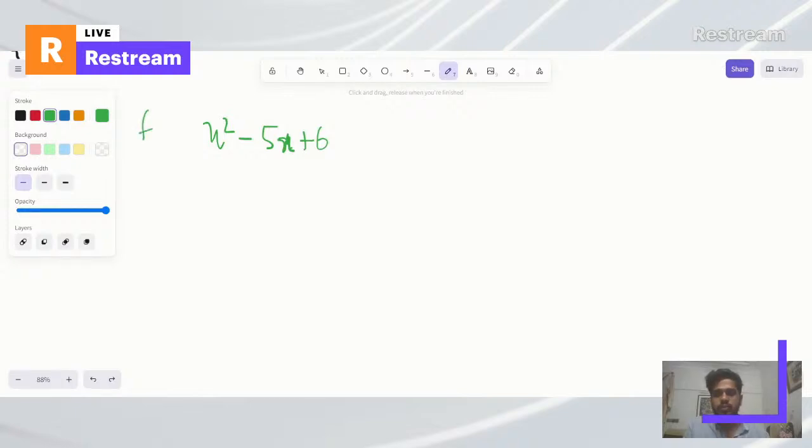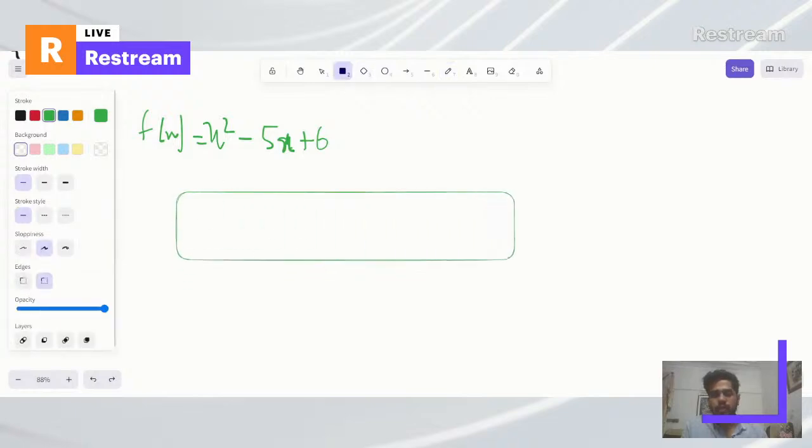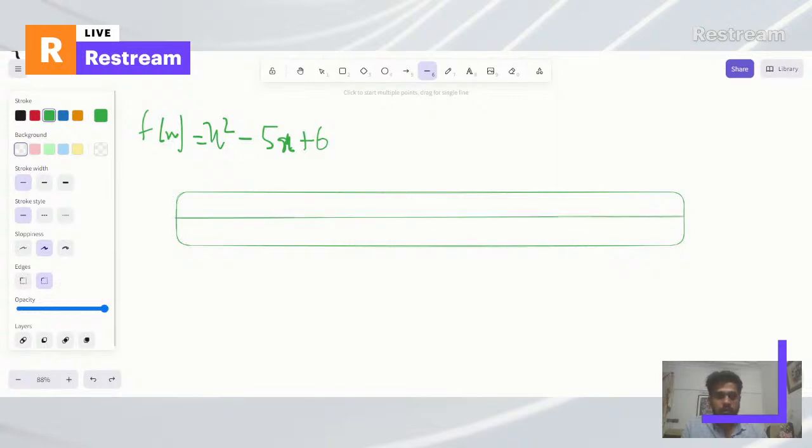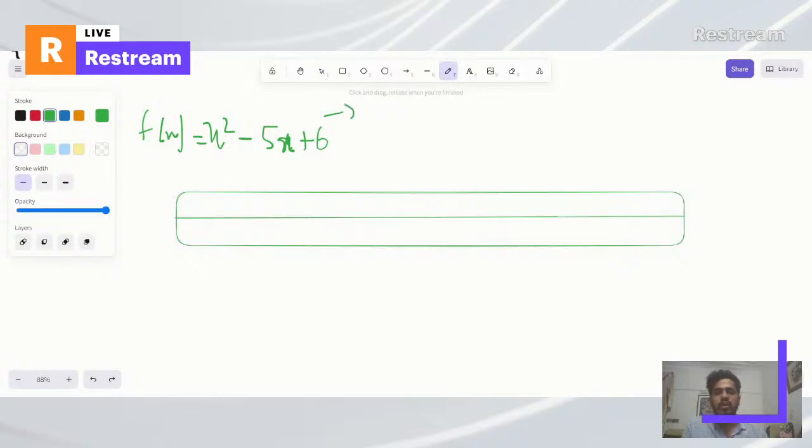Now f(x) equals x square minus 5x plus 6. So what would be the task? What are we going to do? We're going to use the same thing. Now here are two ways of doing this. In order to plot a quadratic graph, what you need to do is first convert it.